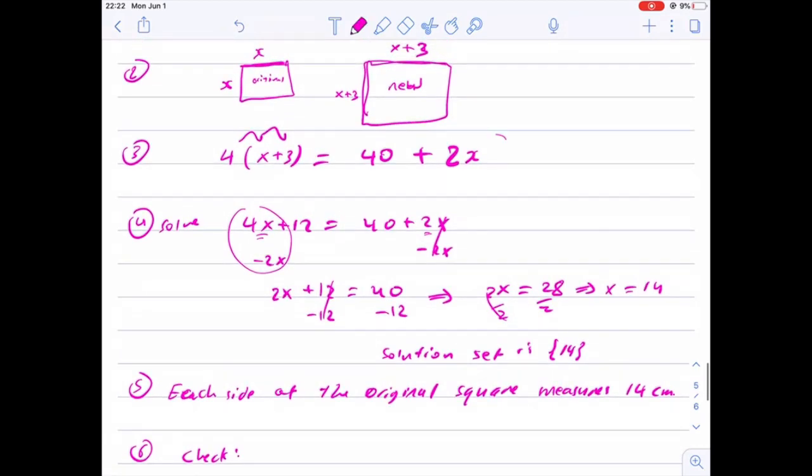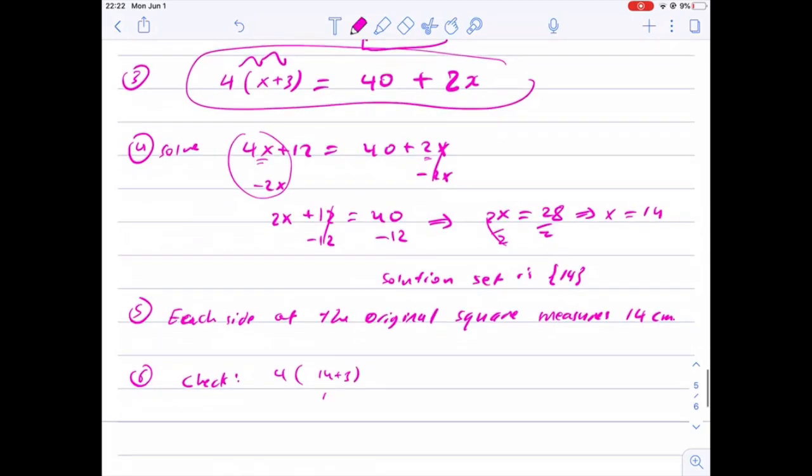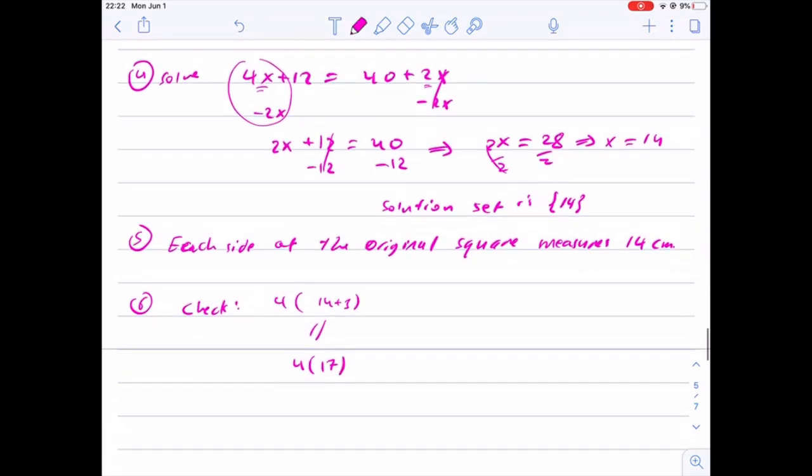If we want to check, we can substitute here. We have 4 times 14 plus 3. This is the left hand side. This is 4 times 17, and that gives 68. On the right hand side, is this equal to 40 plus 2 times x? X is 14. Yes, this is 68. The left hand side is equal to the right hand side. That means our solution is correct.